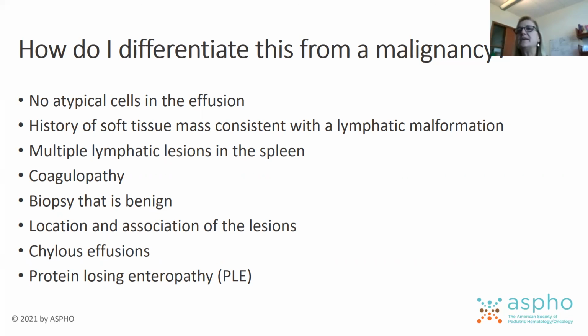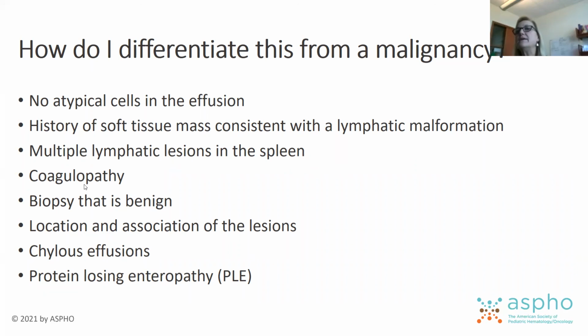When you have someone that has a history of a soft tissue mass with bony disease and it looks like a vascular malformation on imaging, that sometimes helps you differentiate them from a lymphatic malformation, if they had the mass prior to coming in with the effusion. If you see multiple lesions in the spleen, which are very typical lesions for lymphatic malformations, that can give you a heads up that this patient might have a generalized lymphatic malformation versus a malignancy.